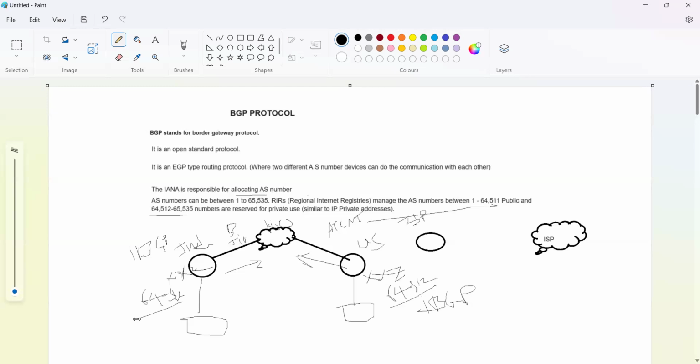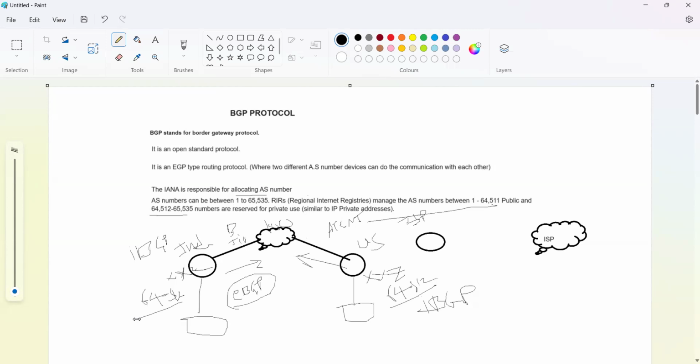Here we have a different AS number, here a different AS number, here a different AS number. So in between we'll use eBGP, exterior border gateway protocol. Actually, two types of neighborship will apply here: one is iBGP and one is eBGP. We'll discuss more about it. Before that, I am just giving a brief introduction of how BGP mainly works.